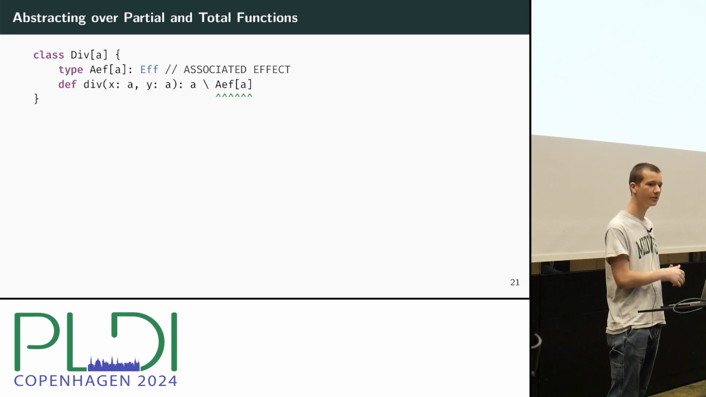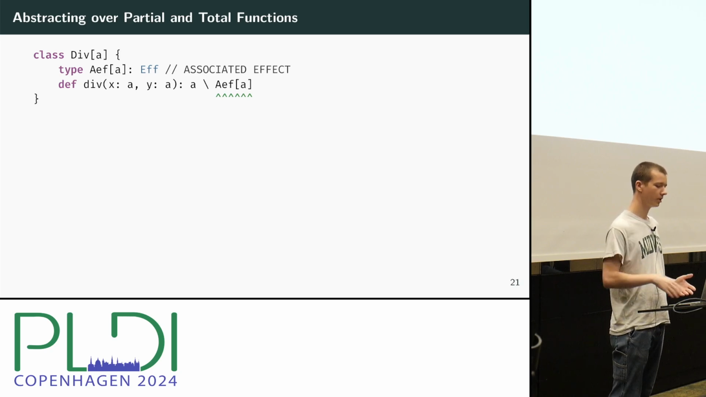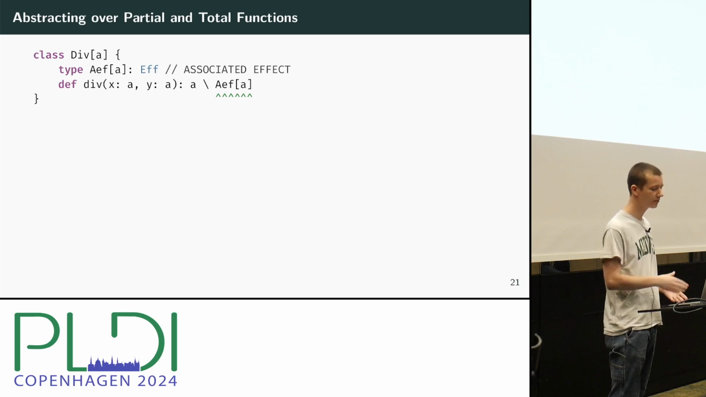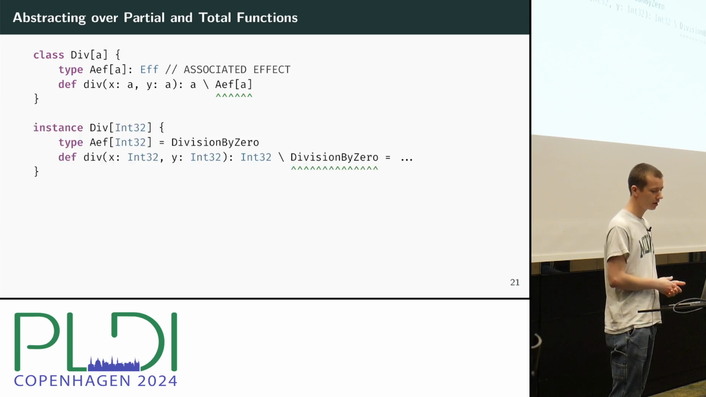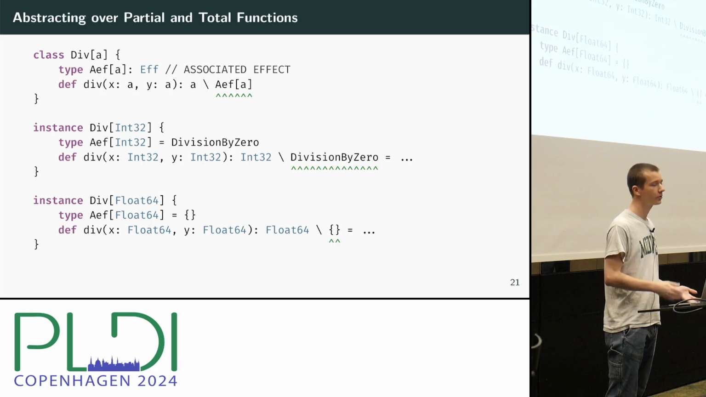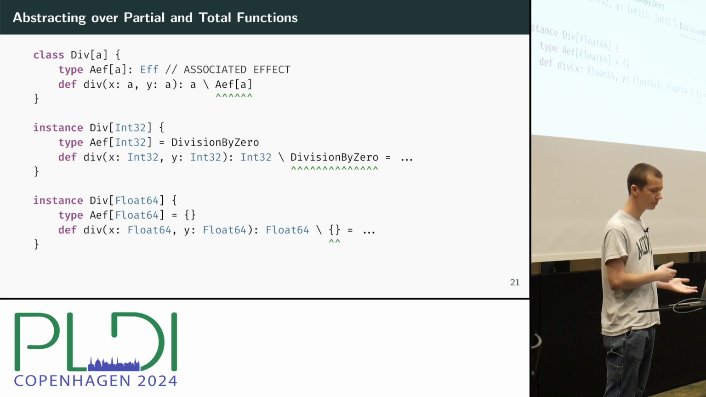Here, again, we have this Div class, but in addition to the div member function, we have this type AEF, and this is our associated effect. Then in the signature of div, on the right-hand side, you see in the effect position, we have AEF. Now, when we implement an instance of Div, we're going to select what that associated effect is. In the case of integers, that's going to be division by 0, because as we established, integer division can lead to a division by 0 exception. In the case of floating points, we're going to define the associated effect as pure, because floating point division is total.